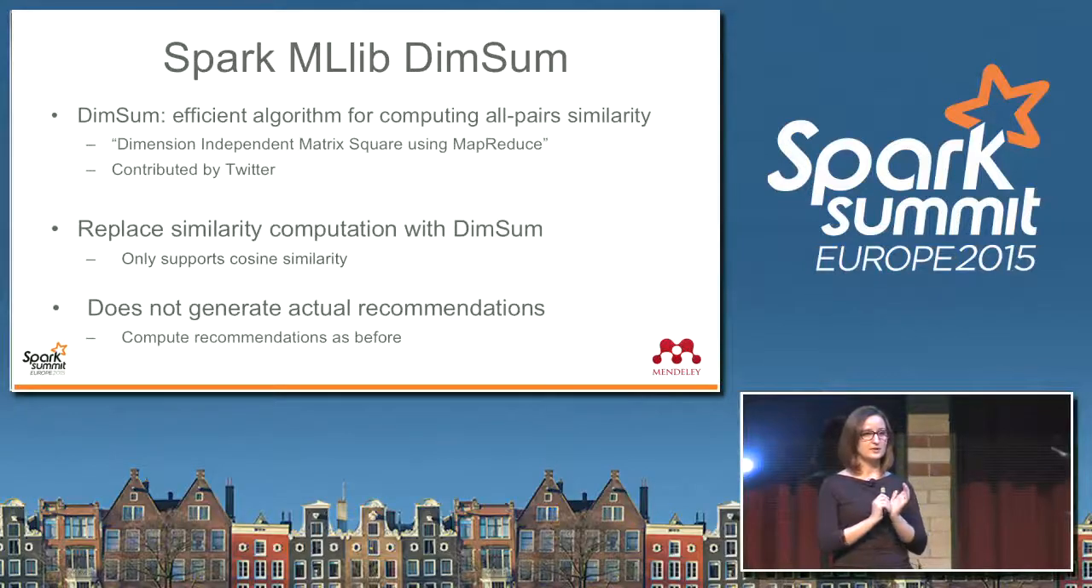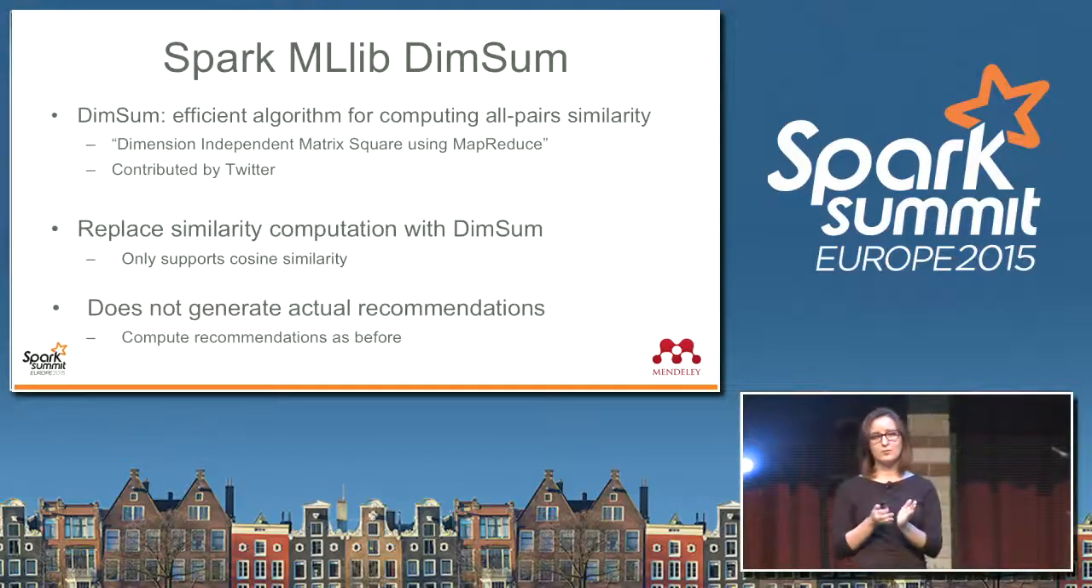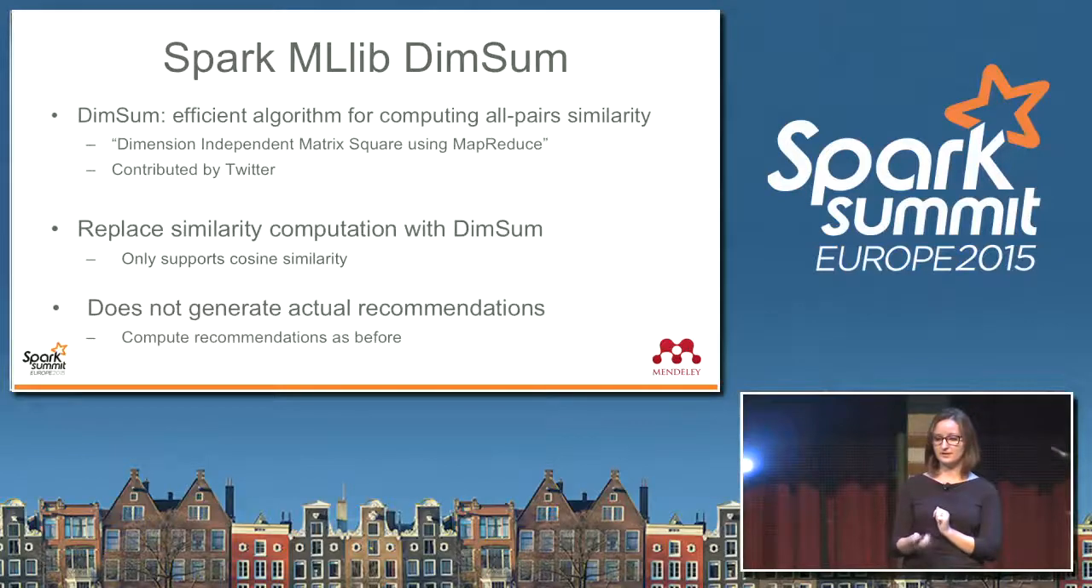So for doing the user-based and item-based collaborative filtering, MLlib comes with an all-pairs similarities implementation of an algorithm called DIMSUM, which was open sourced by Twitter. There is the paper. You can go and read about it. But essentially, it's a very efficient way to compute matrix similarity, especially when you have a denser matrix. In our case, our data is quite sparse, but it was good to see how that would perform.